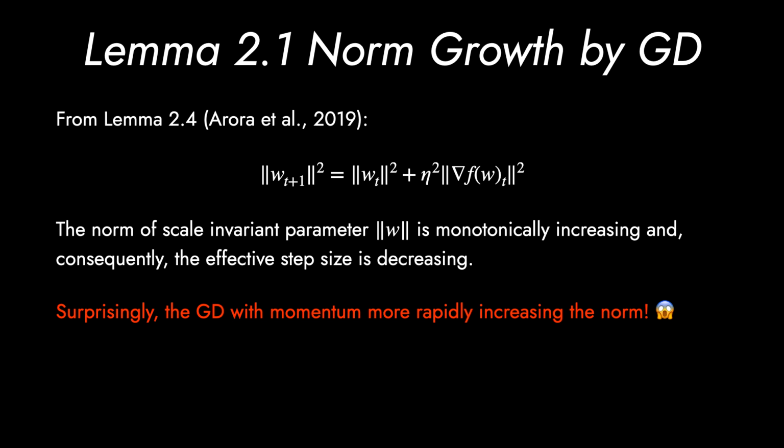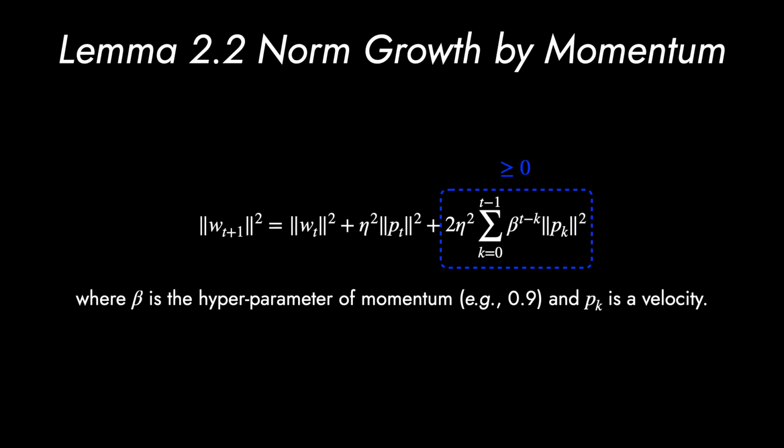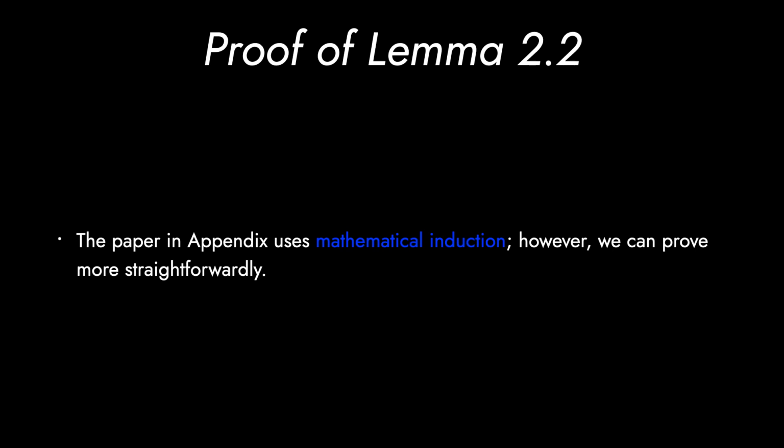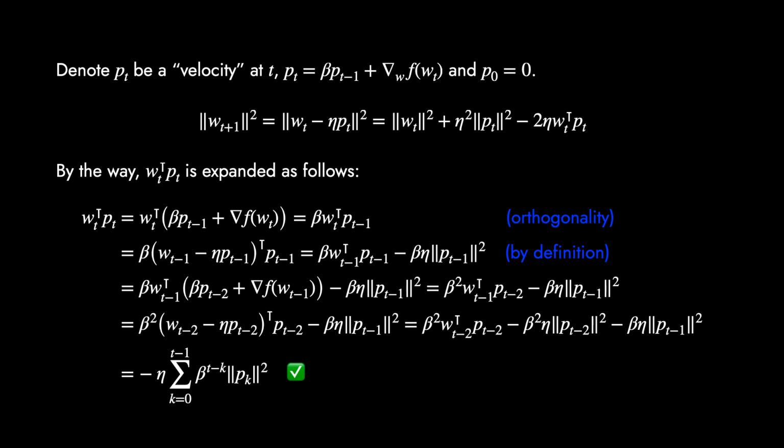By the way, surprisingly, gradient descent with momentum increases the norm more rapidly. Using the momentum, the norm growth is more rapidly increasing by the discounted accumulating term. The proof in the appendix uses mathematical induction. However, we can prove it by deductive reasoning. We just use the previous definition and the orthogonality, which makes Lemma 2.2.